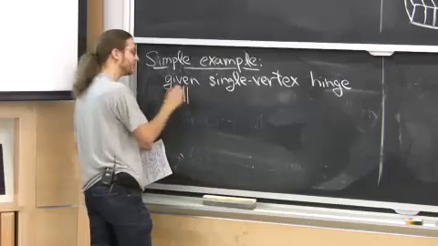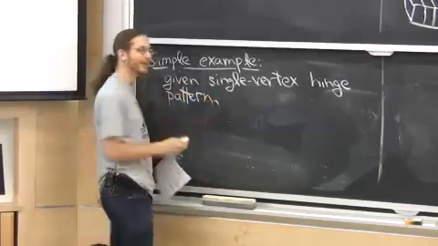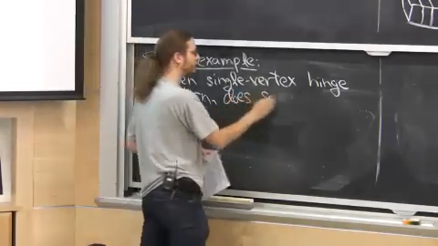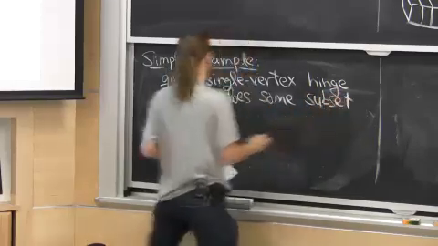Someone built some crazy robot with some crazy pattern of hinges all around a single vertex. You want to know, can I make anything out of it? Does some subset of those hinges, if I take that as a crease pattern, fold flat?